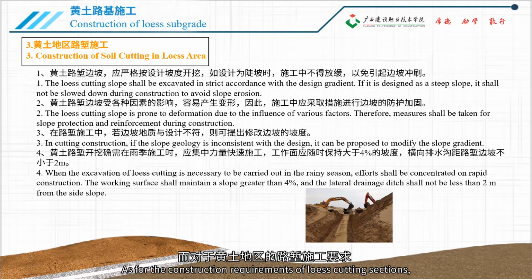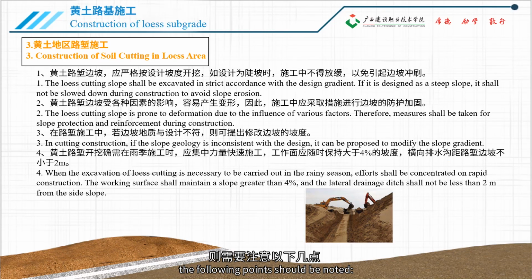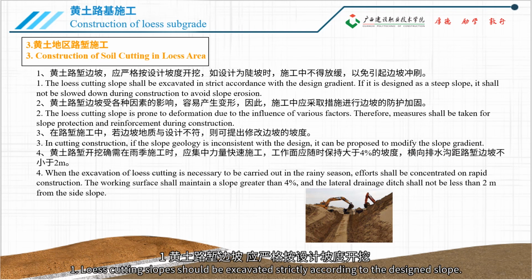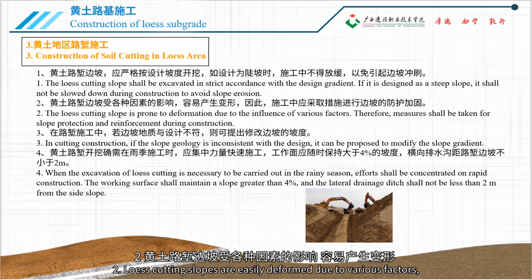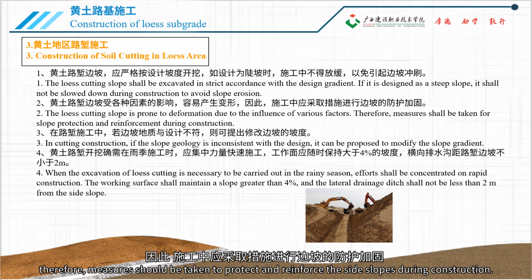As for the construction requirements of Loess cutting sections, the following points should be noted. 1. Loess cutting slopes should be excavated strictly according to the designed slope. If it is designed as a steep slope, construction must be slowed down to prevent slope erosion. 2. Loess cutting slopes are easily deformed due to various factors. Therefore, measures should be taken to protect and reinforce the side slopes during construction.